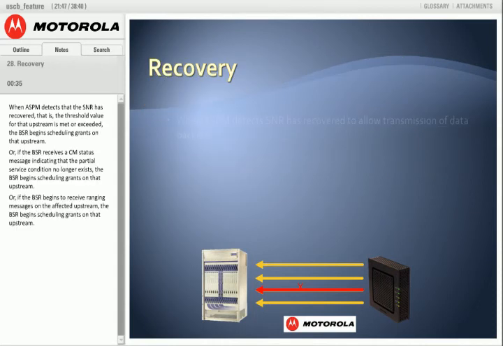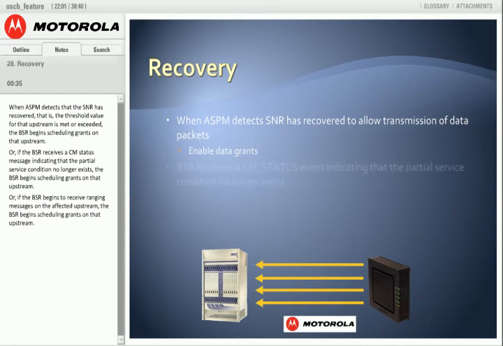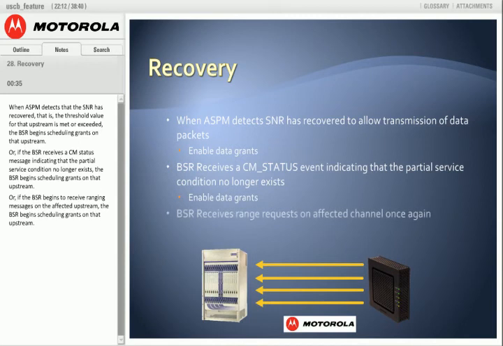Recovery. When advanced spectrum management detects that the SNR has recovered, that is, the threshold value for that upstream is met or exceeded, the BSR begins scheduling grants on that upstream. Or, if the BSR receives a cable modem status message indicating that the partial service condition no longer exists, the BSR begins scheduling grants on that upstream. Or if the BSR begins to receive ranging messages on the affected upstream, the BSR begins scheduling grants on that upstream.